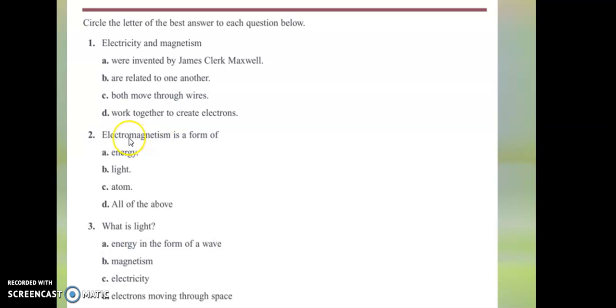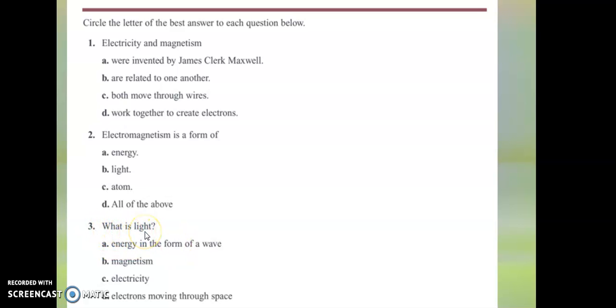Electromagnetism is, you have to pronounce the M after the S. It's not easy for me, sorry. Electromagnetism, practice, is a form of energy, light, atoms, all of the above. Can produce energy, lights, and atoms. I think it is the letter D, all of the above, because remember, it's talking about the bulb, right? The light bulb.